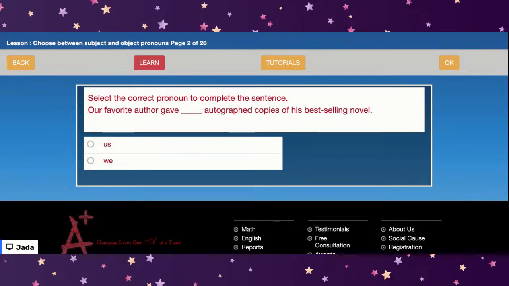Our favorite author gave dash autographed copies of the best selling book. So, gave us or gave we? Which one is the most suitable answer, everybody? Share your answers on the chat. Is it us or we? Which one is the right answer? Gave us. Okay. Action verb gave and then us.